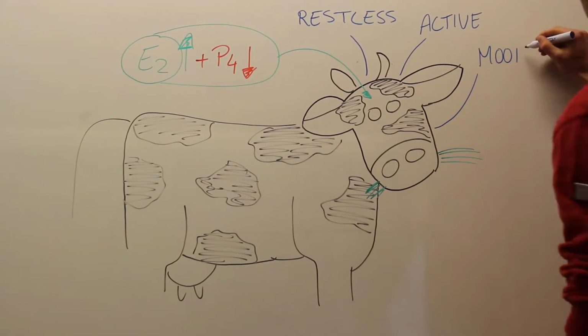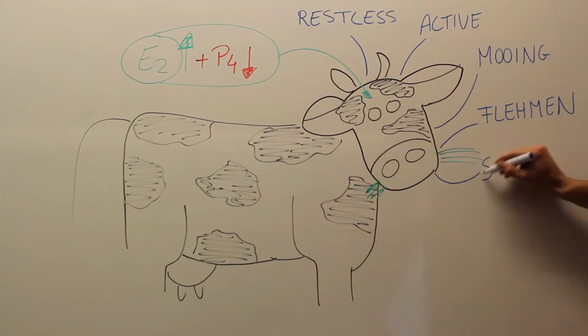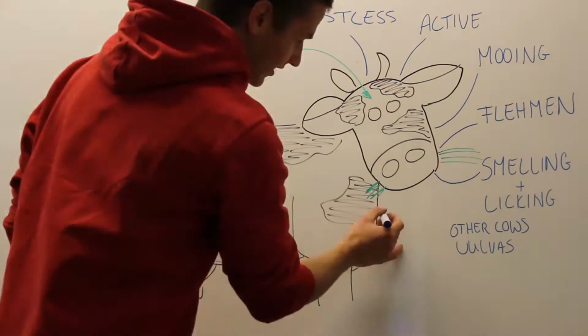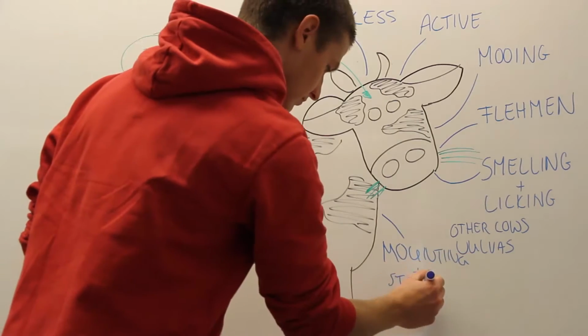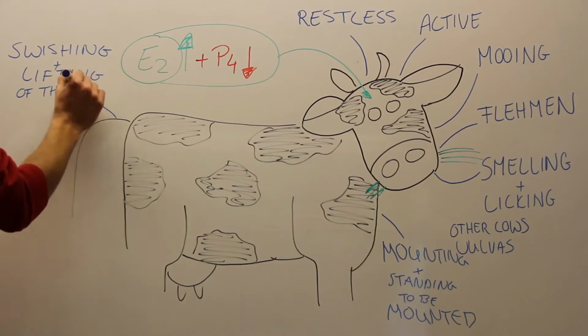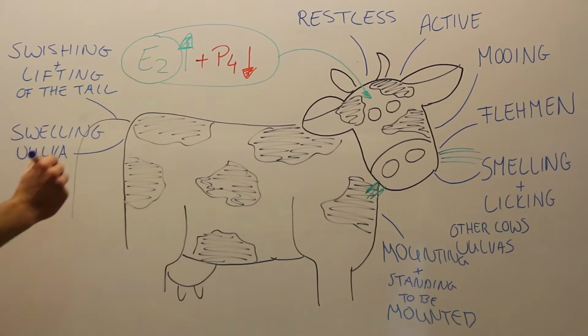Signs that the cow is in heat are restlessness, increased activity, mooing, flehmen, smelling and licking the vulvas of other cows, mounting and standing to be mounted, swishing and lifting of the tail, swelling of the vulva, and mucus discharge from the vulva.